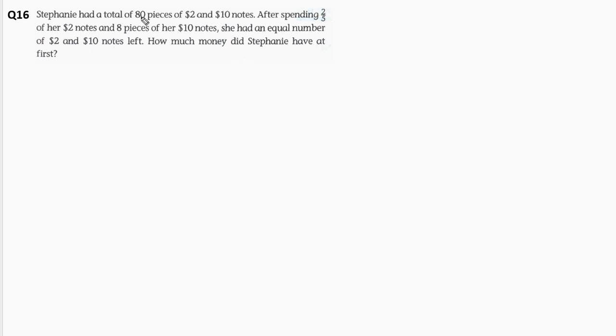Stephanie had a total of 80 pieces of $2 and $10 notes. Okay, what does that mean? That means she had 80 notes, not $80. She had 80 pieces of paper, as it were. All right, 80 notes, 80 pieces of $2 and $10 notes.